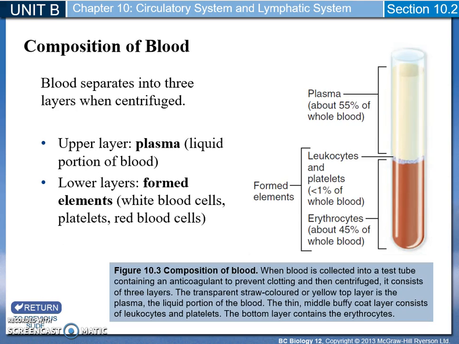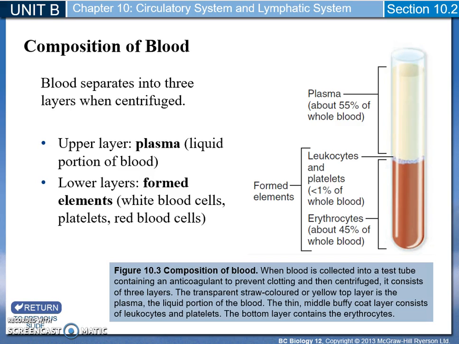If you look at the composition of blood, it can be observed if you take a blood sample and put it into a centrifuge. When you spin it down, and that's the term used for when you put something into a centrifuge, the more dense materials will end up at the bottom of the test tube, and the less dense materials will be sort of graduated toward the top of the test tube.